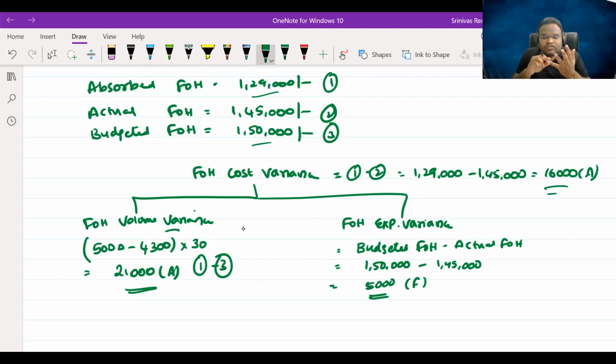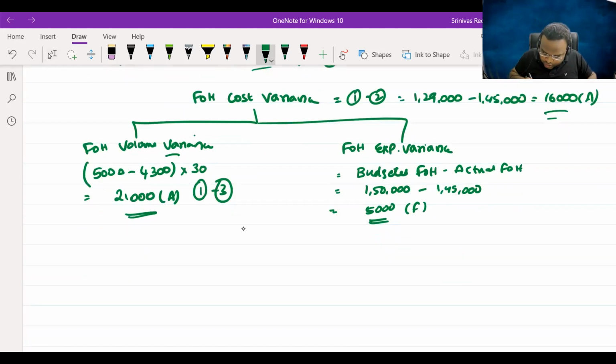I'll repeat again. For fixed overhead cost variance, you need three types of fixed overhead: absorbed, budget and actual. Budget and actual fixed overheads you will get in the question. You want to calculate absorbed fixed overhead. Absorption is based on actual output into standard recovery rate per unit. If you do not get actual output, then go with standard hours for actual output into standard recovery rate per hour. Standard recovery rate is budget fixed overheads divided by budget output per unit, and per hour it is budget fixed overhead divided by budget hours. That's it.